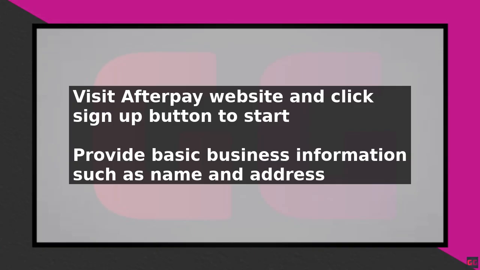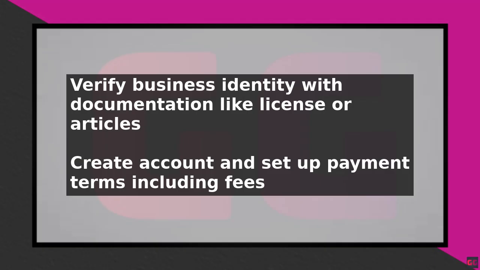incorporation. Once your business identity is verified, you will be asked to create an account and set up your payment terms. This includes choosing the percentage of the purchase price that you want to pay in fees to Afterpay. The standard fee is around 4 to 6% of the purchase price, but this can vary depending on the type of business you have and the volume of sales you generate.